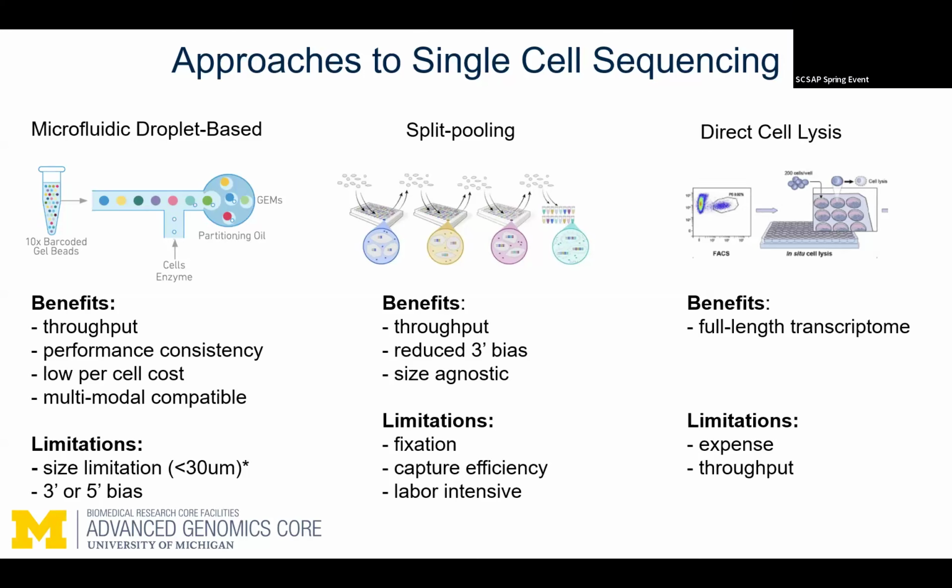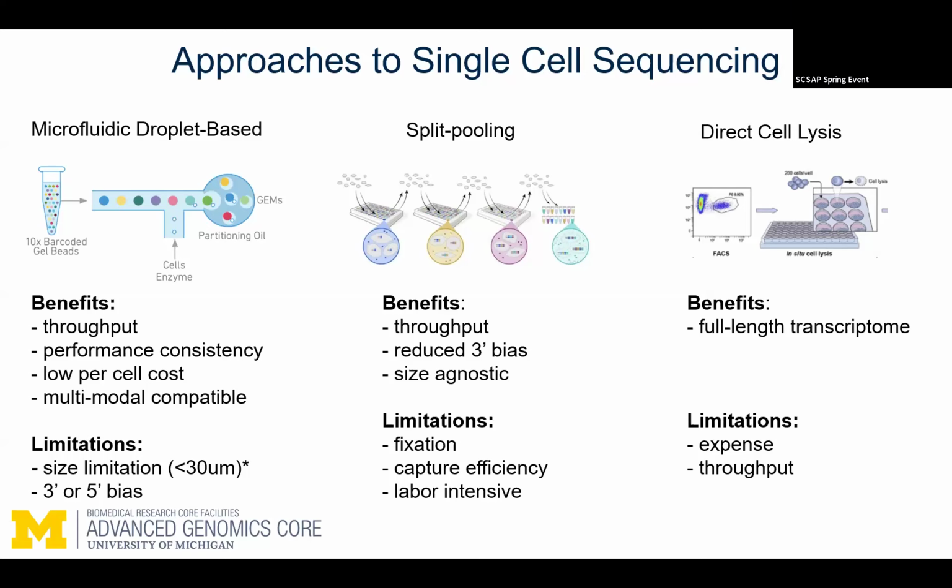There is the droplet-based version, things like DropSeq or 10x Genomics, the split pooling, so you're talking about Parse Biosciences or Scale Biosciences, and then direct cell lysis. So everything has pros and cons. It's entirely dependent on your experimental goals, what you're looking for.